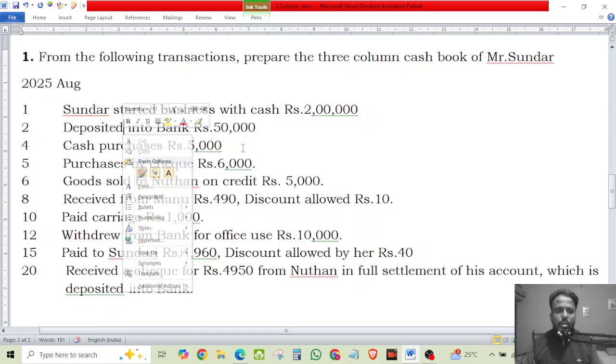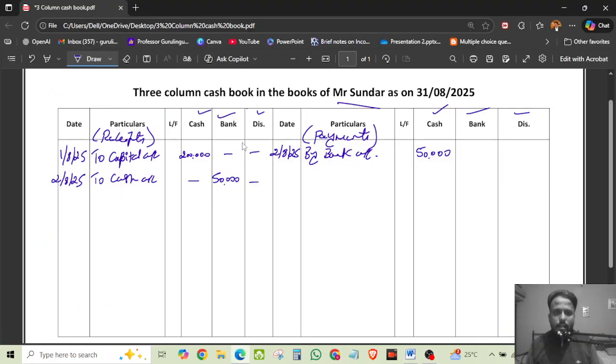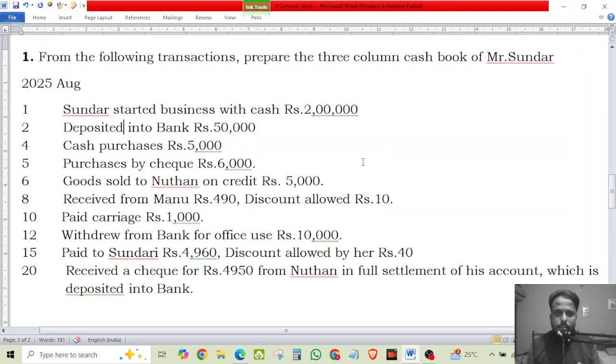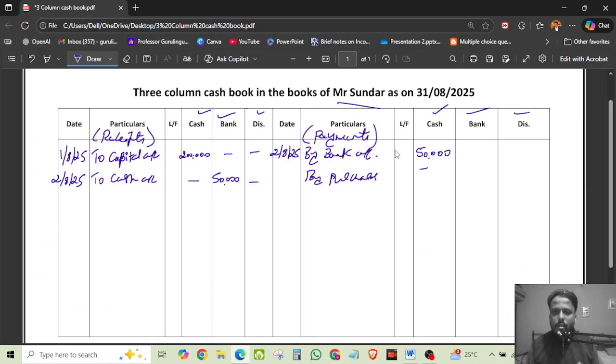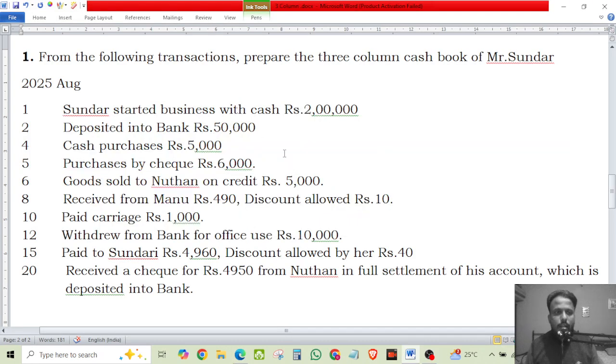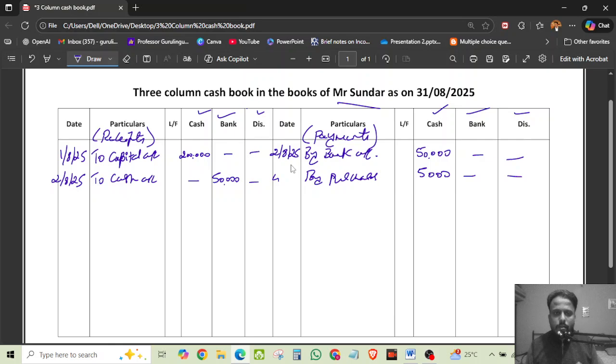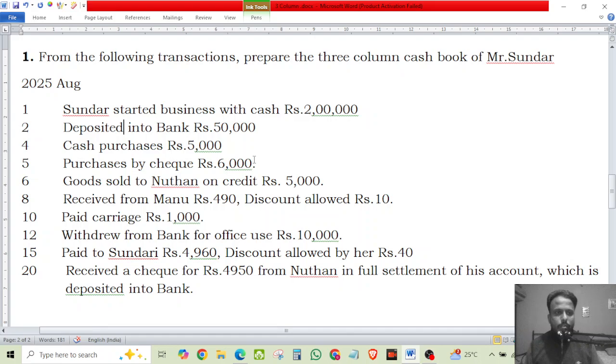So therefore we'll write in the credit side as by purchases. By purchases, value is 5,000 because they have paid in the form of cash. Date is 4th of August, 4th of August 2025. So already we are done with the 4 entries. 6th date we'll see now.